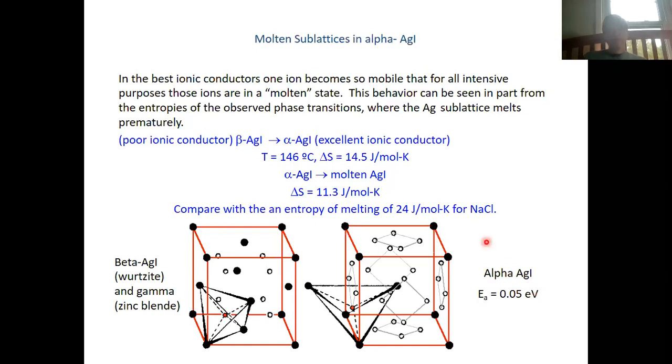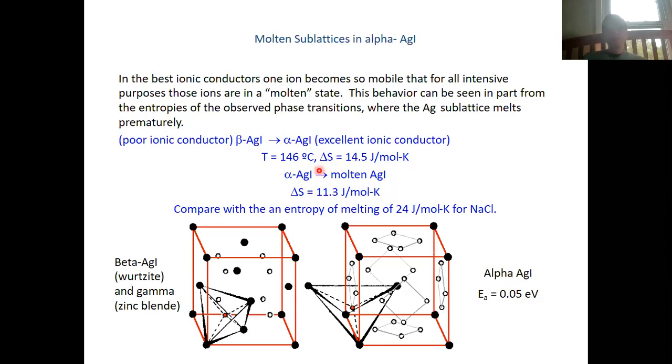Okay. You can also experimentally support this by doing entropy measurements. So when you go from beta silver iodide to alpha silver iodide and measure the entropy change, then the entropy change is 14.5 joules per mole per Kelvin. Now, when you fully melt the silver iodide at an even higher temperature, then that increases the entropy further, but only by an amount of 11.3 joules per mole per Kelvin.